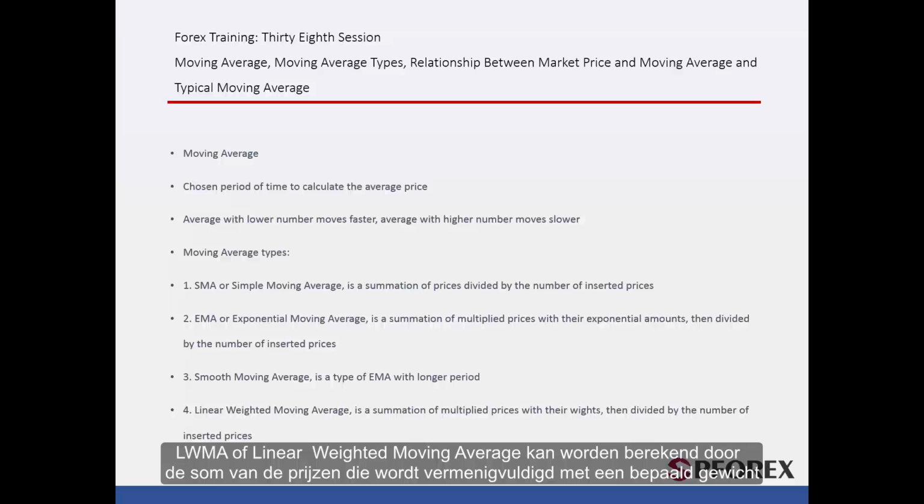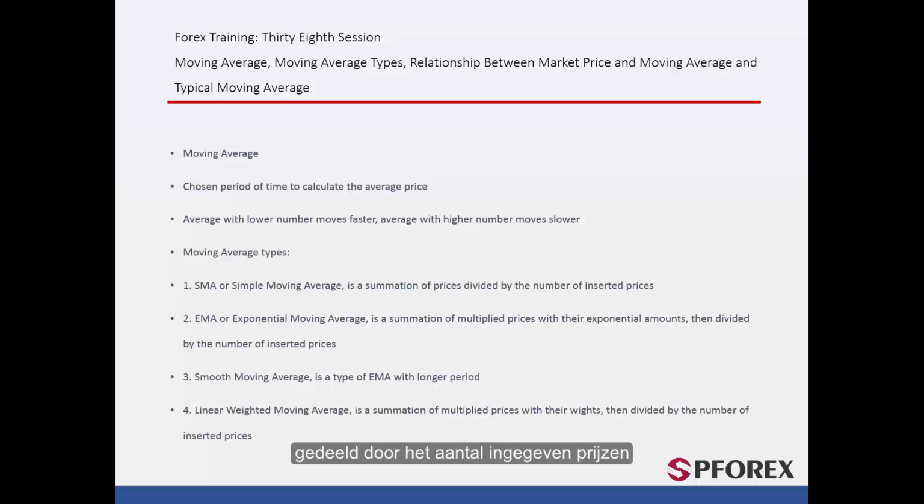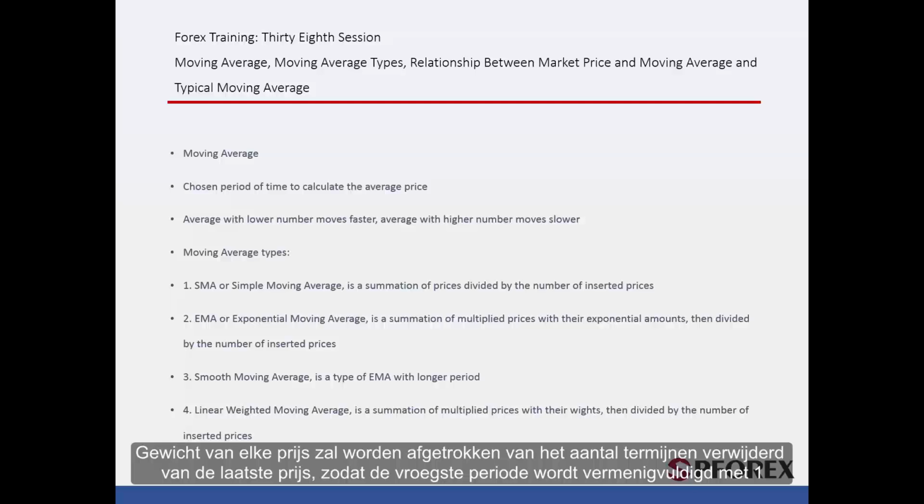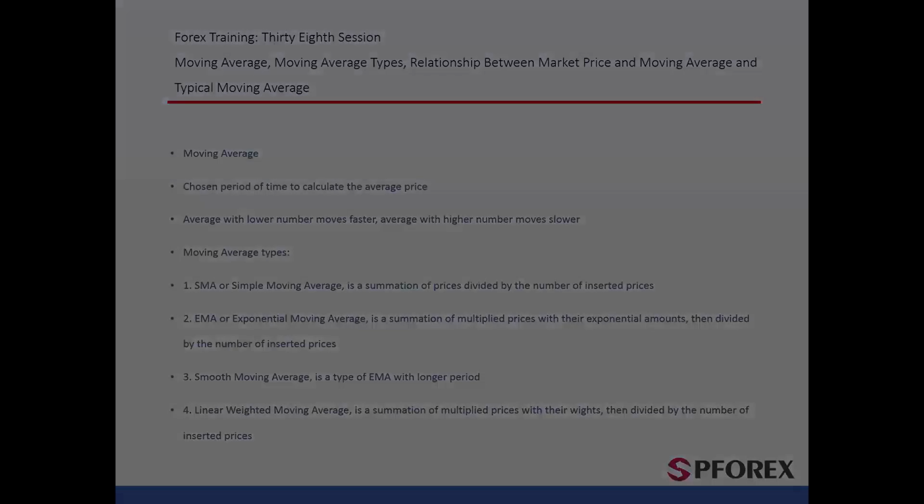LWMA, or linear weighted moving average, can be calculated through the summation of prices, each multiplied by a certain weight, then divided by the number of prices inserted. The maximum weight, which is multiplied by the most recent price, is the number of prices inserted into the LWMA. The weight of each price is deducted by the number of time frames away from the latest price, so the earliest time frame will be multiplied by 1.